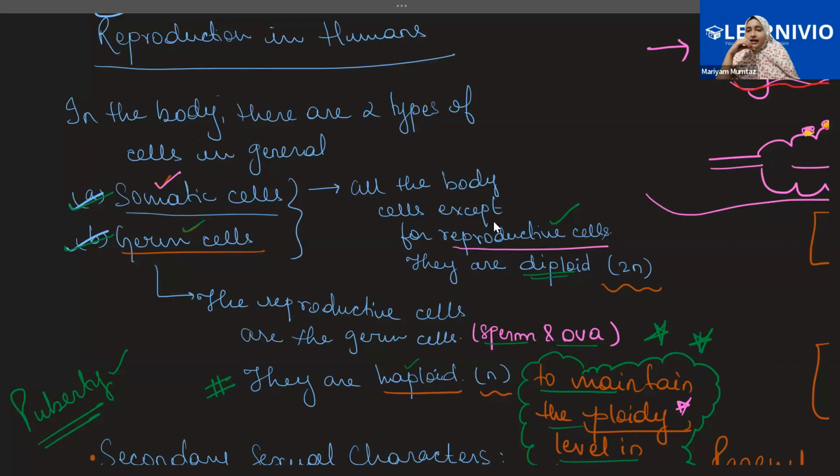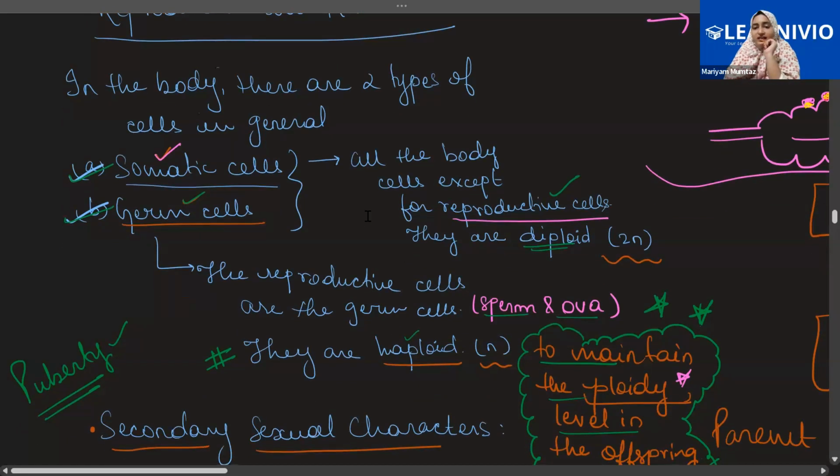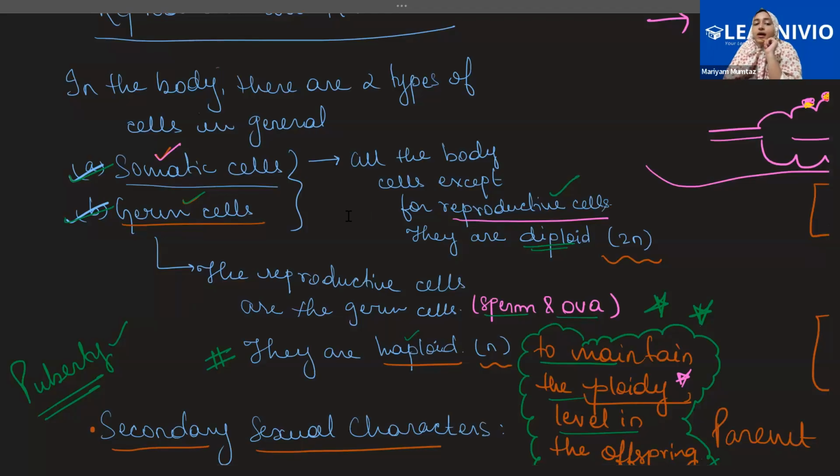So in every human's body, there are two types of cells present: somatic cells and germ cells. The somatic cells are the normal body cells, meaning the cells of a hand, the cells of our skin, and all of that. But the cells responsible for making the gametes, they are the germ cells, like the sperm and the ova. The somatic cells are diploid because our body is diploid. But the germ cells are haploid.